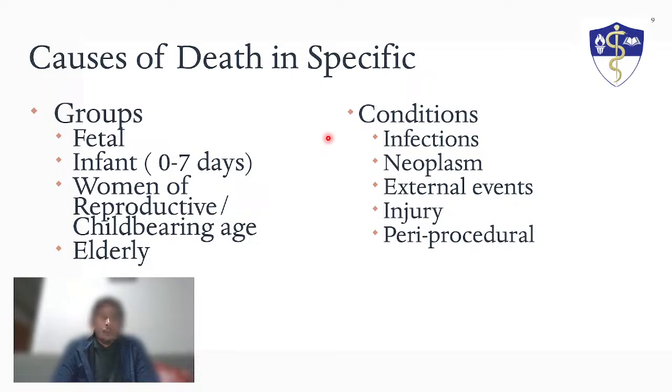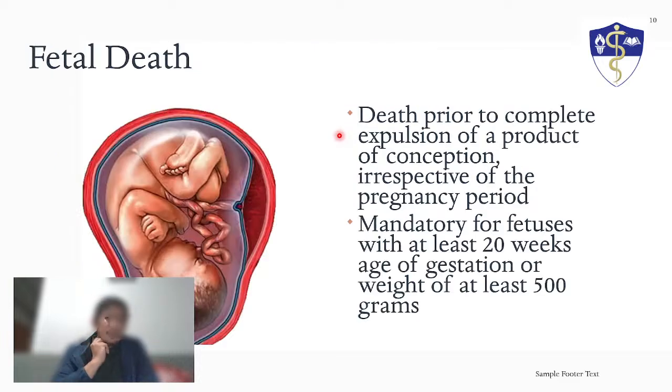Cause of death in specific groups. What are the groups? Fetal, infant, women of reproductive childbearing age, elderly. We're going to discuss them one by one. Conditions: infection, neoplasm. I had a pretest question on neoplasm and just did not put it, so I can start it already. We're going to show it to you guys. External events, that's the one where they tell a story. Injury and then peri-procedural. There's also another one, pre-procedural. We're going to discuss that a little later.